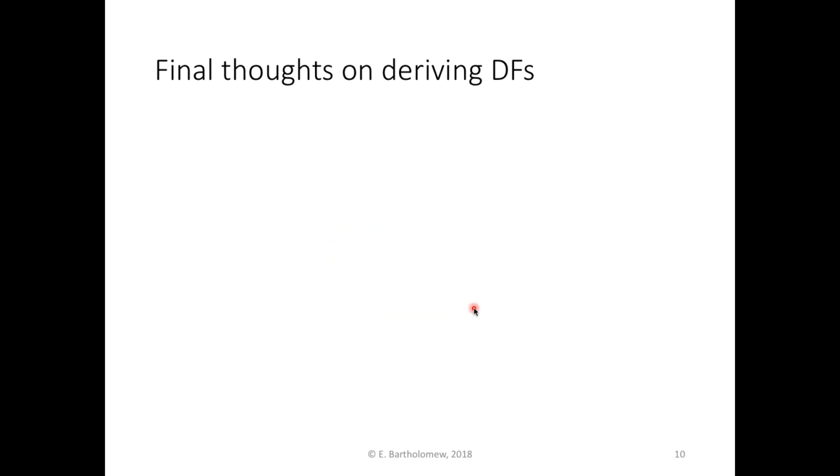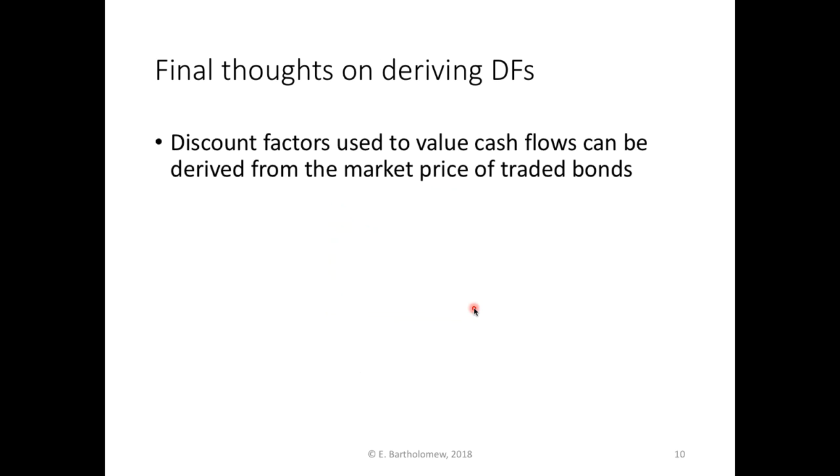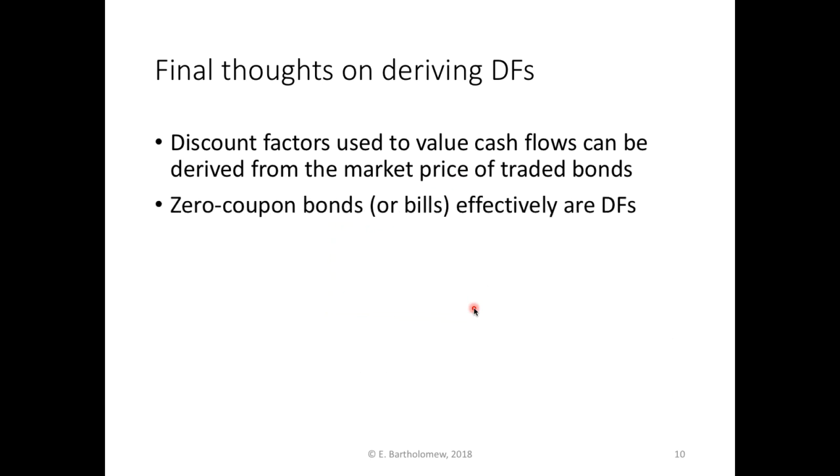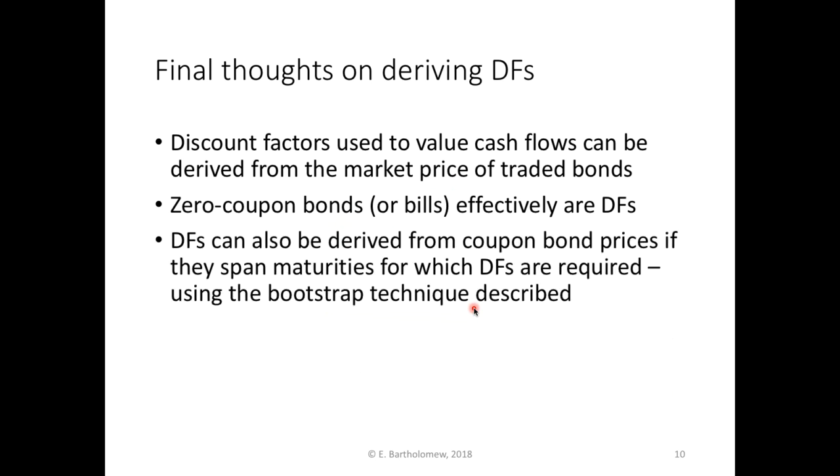So that's how we do it. So let's summarize some final thoughts on deriving discount factors. Discount factors are used to value cash flows, and those discount factors can be derived from the market price of traded bonds. We can derive it directly from the price of zero coupon bonds, where their price effectively is the discount factor, or we can use the bootstrapping technique that we've just gone over to derive discount factors using the market prices of coupon-bearing bonds.